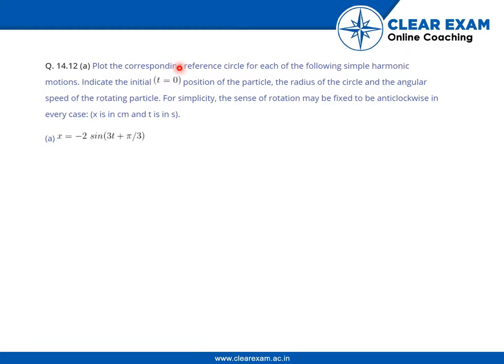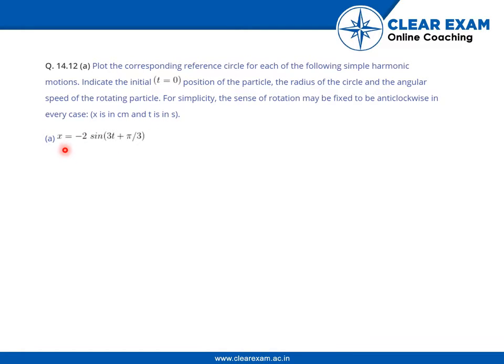Plot the corresponding reference circle for each of the following simple harmonic motions. Indicate the initial, that is t is equal to 0, position of the particle, the radius of the circle, and the angular speed of the rotating particle. For simplicity, the sense of rotation may be fixed to be anticlockwise in every case. x is in centimeter and t is in second.